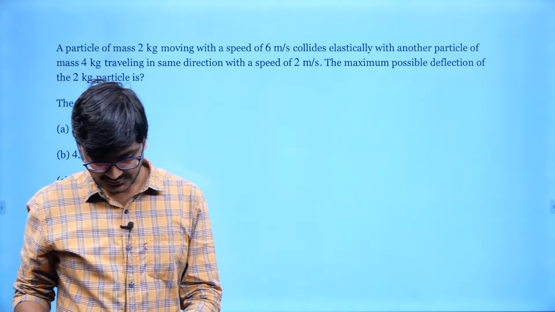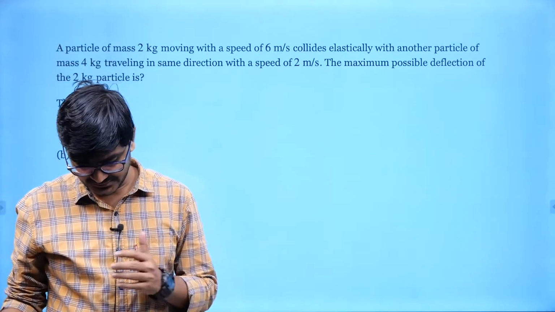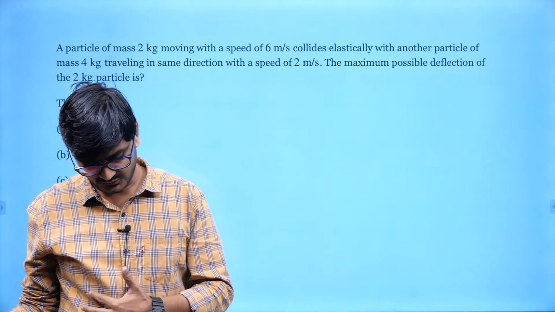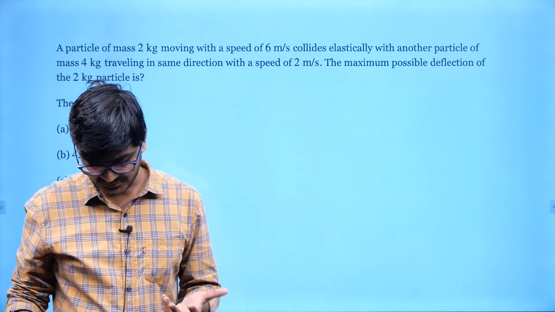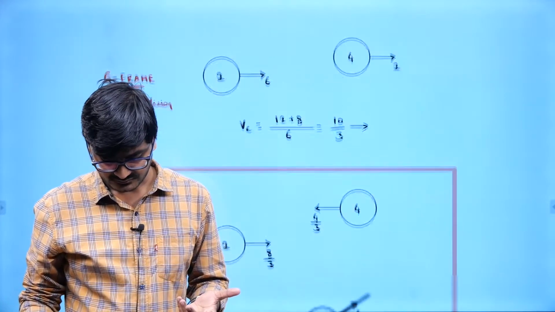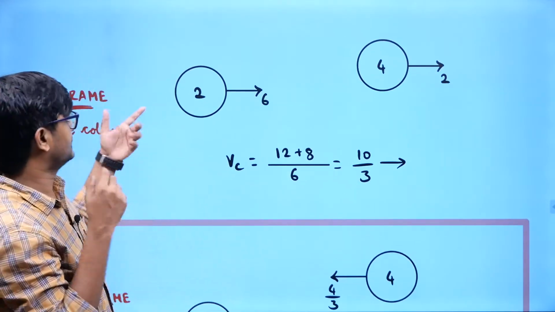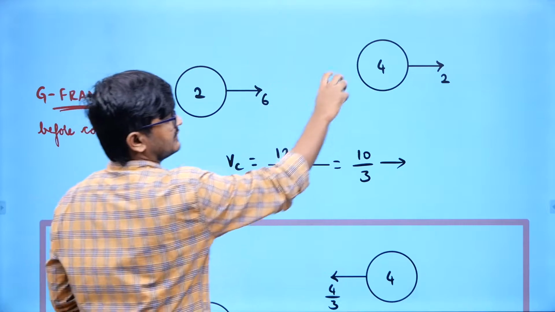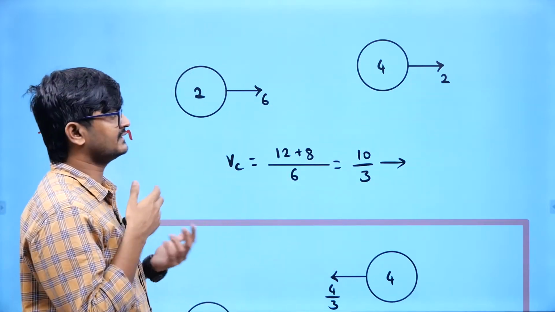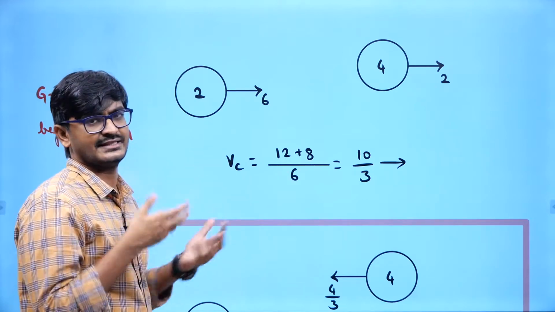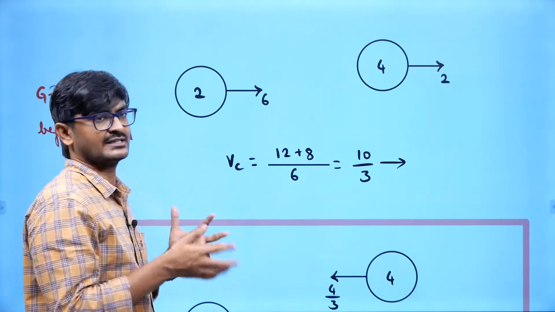Now the next question goes like this: there is a 2 kg mass moving with speed 6, and another 4 kg mass moving with speed 2. It is a perfectly elastic collision, and you need to find the maximum possible deflection of the 2 kg mass. From the ground frame, this is how it looks: this is moving with 6, this is moving with 2. The meaning is that it is not head on, it can be any other case, but you need to see what the maximum possible deflection is.